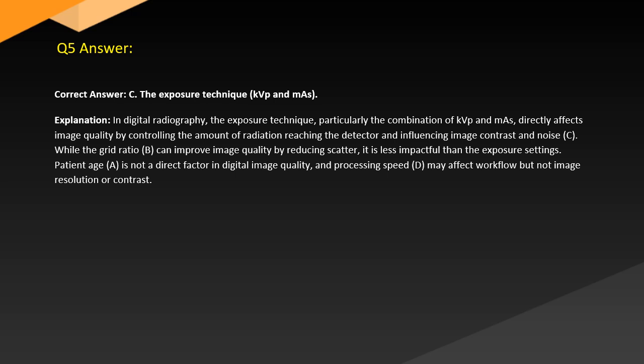Explanation. In digital radiography, the exposure technique, particularly the combination of kVp and mAs, directly affects image quality by controlling the amount of radiation reaching the detector and influencing image contrast and noise. While the grid ratio (B) can improve image quality by reducing scatter, it is less impactful than the exposure settings. Patient age (A) is not a direct factor in digital image quality, and processing speed (D) may affect workflow but not image resolution or contrast.